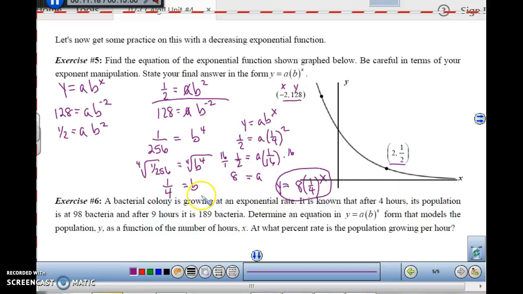Okay, so that is using an exponential function. Let's save number 6 for class the next day.